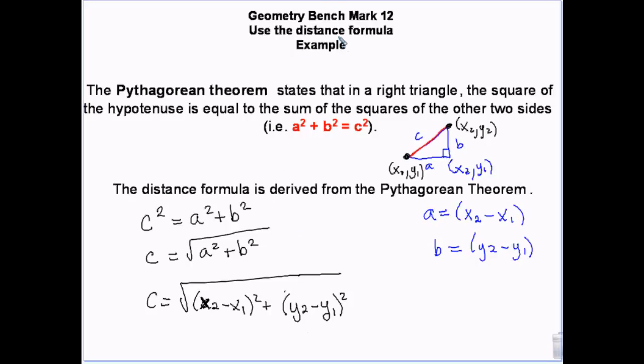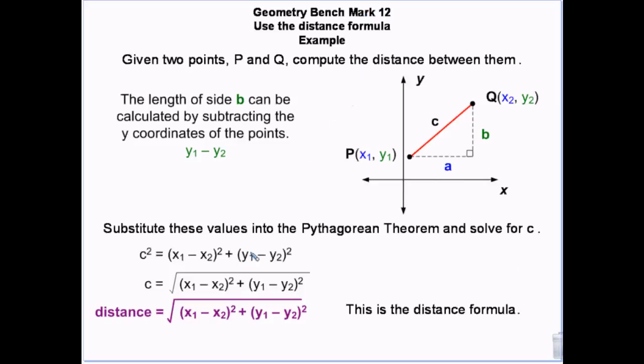Well, you fill in the points, the x's and y's. So that's how it was derived. You don't have to be able to derive it. I just wanted you to understand where it came from. This is the distance formula.